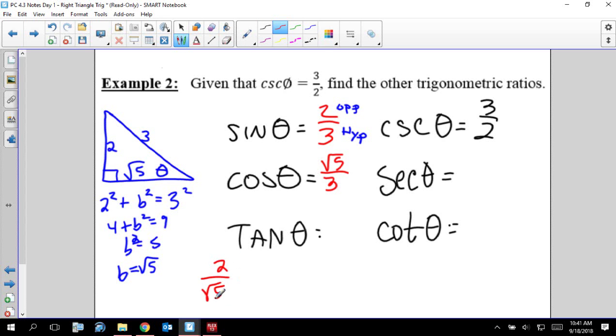And then we went over this already. We're going to go over it again and again. When it's in simplest form, we don't leave any radicals in the denominator. So you can rationalize it. We rationalize by multiplying by square root of 5 over square root of 5. So you get 2 square root of 5 over 5.